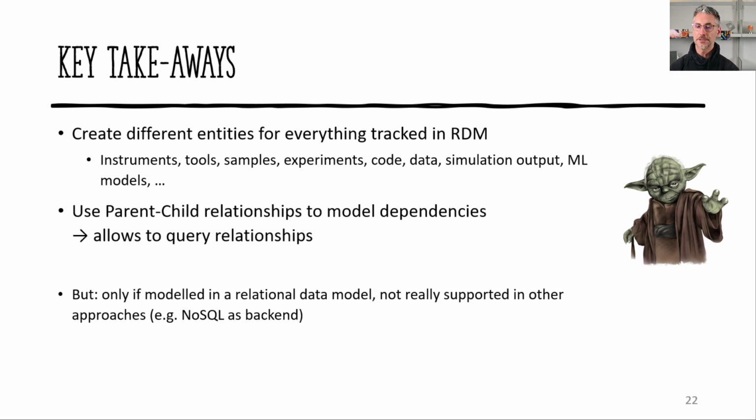So if we create different entities for everything that is tracked in our RDM system, instruments, tools, samples, experiment code, and so on, we can use parent-child relationships to model these dependencies. That then allows us to query the relationships. But this only works if we are working in a relational data model. Such an approach is not really supported in other approaches, for example, if we base everything on a NoSQL database.